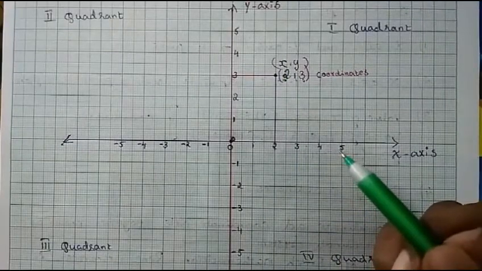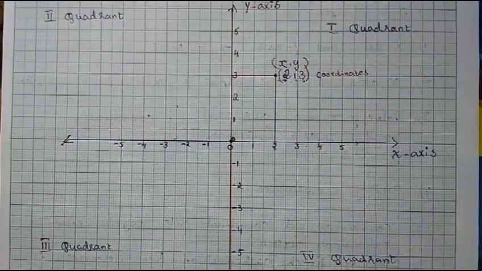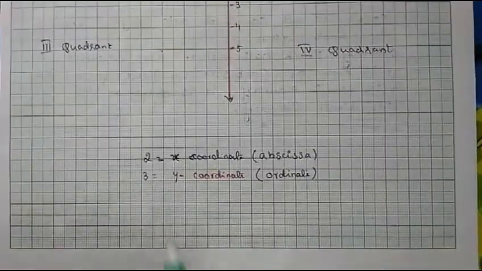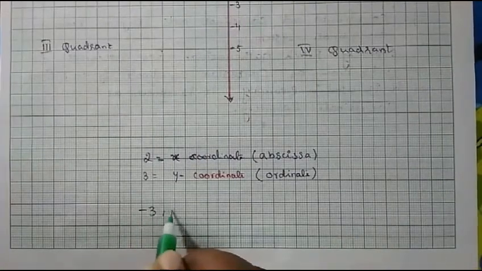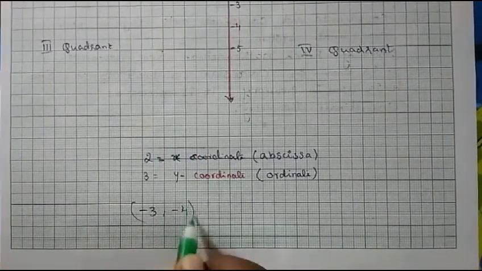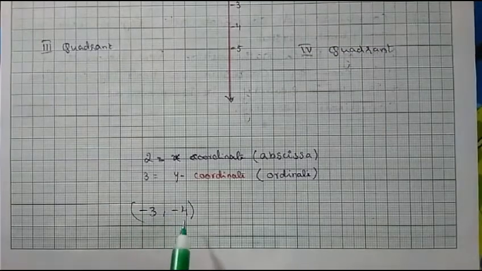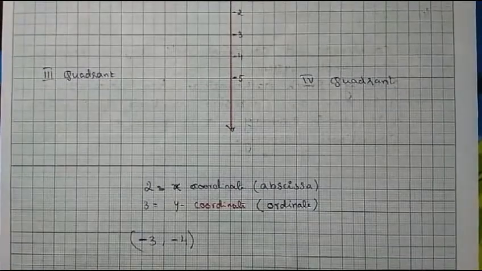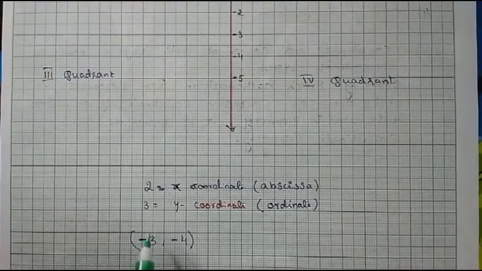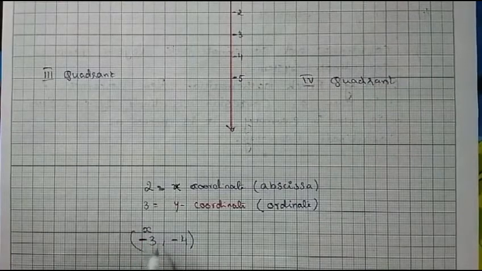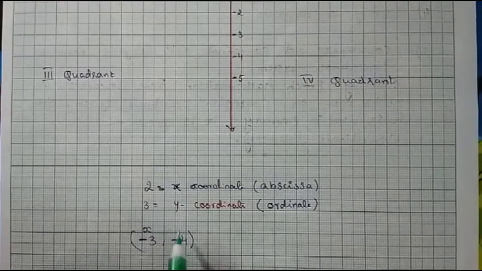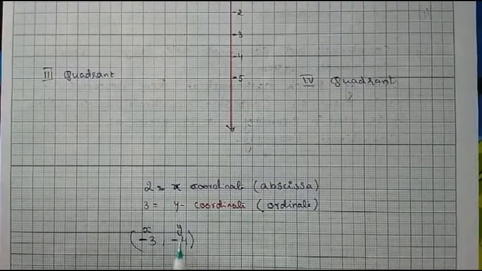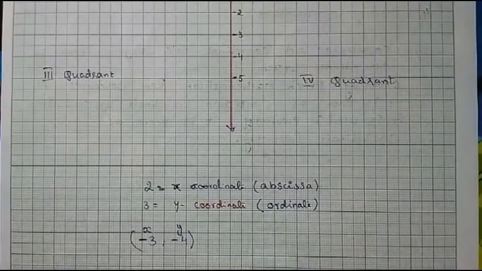Now let's see some examples of how we can locate points. For example, if I want to locate -3 and -4. So this is the reference. I got the x value and I got the y value. How do we locate it in this graph? I told you that the first coordinate will be x and the second coordinate will be y. So first we will search for -3 on the x-axis and -4 on the y-axis.